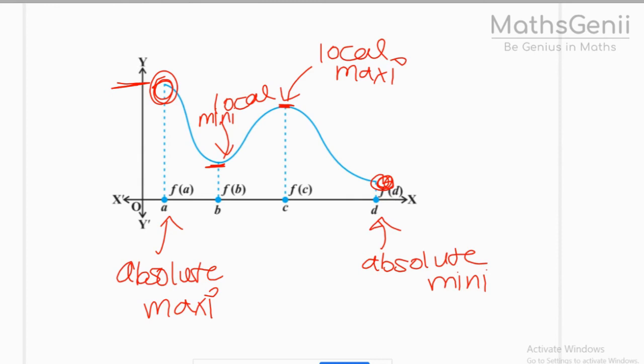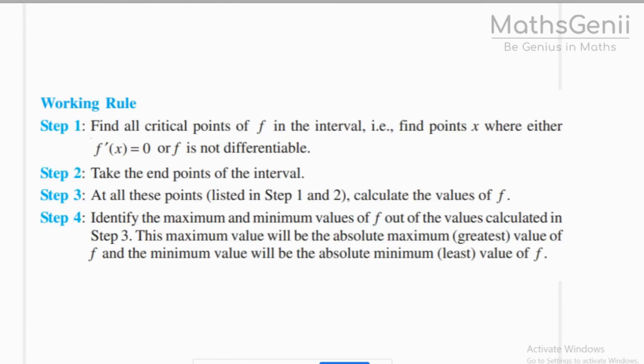Okay. How to calculate this? There are fixed steps. You just have to follow those fixed steps, and you don't have to do the first derivative test or second derivative test. For local we did the first and second derivative tests, but for absolute you have different steps. So first it says find all the critical points. You just see this and we will solve it and you will eventually understand.